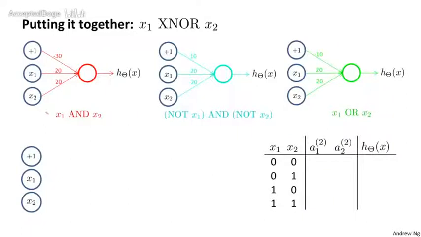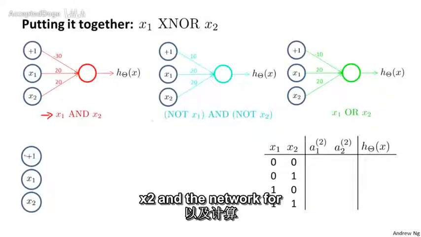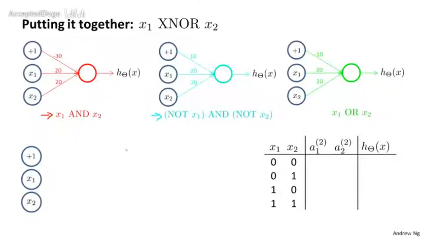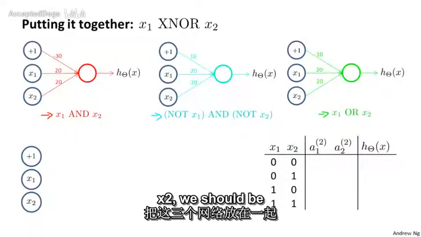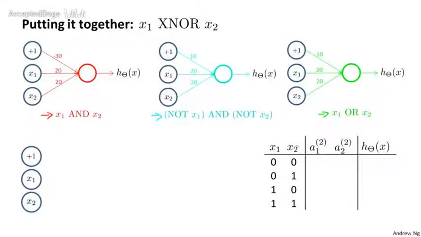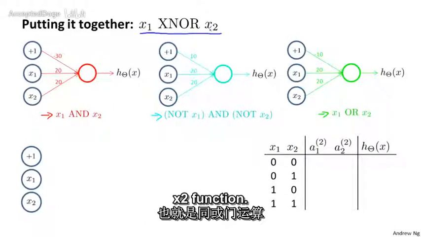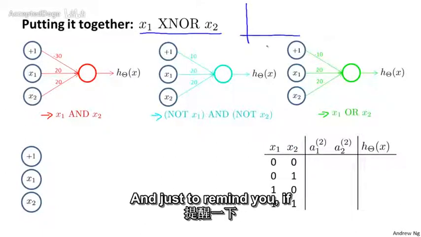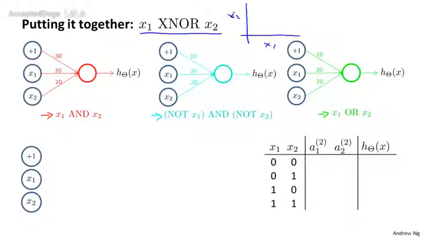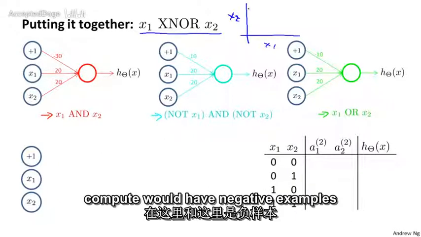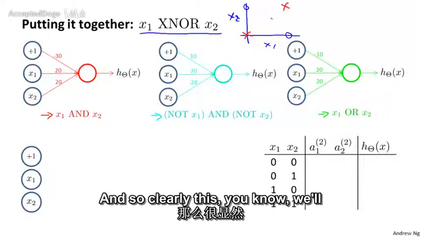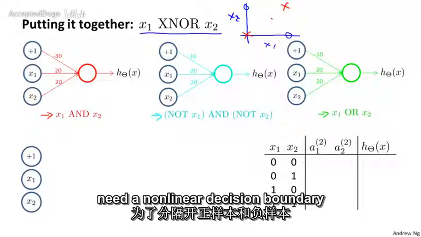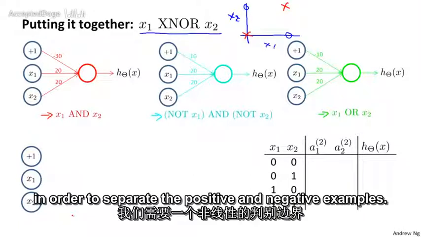Now, taking the three pieces that we have put together, that is the network for computing x1 AND x2, the network for computing (NOT x1) AND (NOT x2), and one last network for computing x1 OR x2, we should be able to put these three pieces together to compute this x1 XNOR x2 function. And just to remind you, if this was x1, x2, this function that we want to compute would have negative examples here and here, and we'd have positive examples there and there. And so clearly this will need a nonlinear decision boundary in order to separate the positive and negative examples.